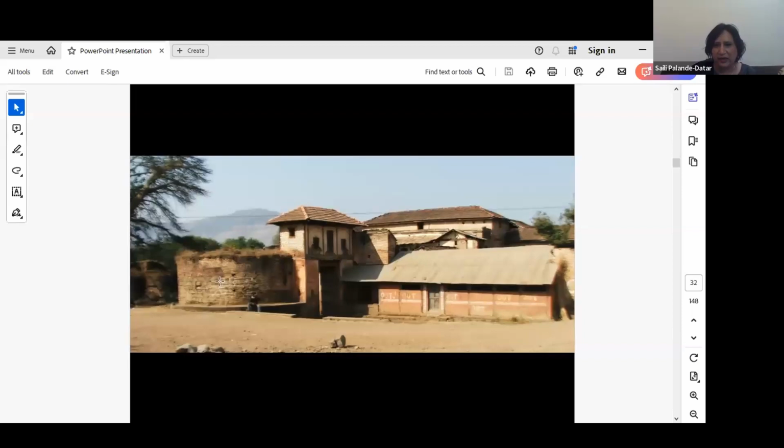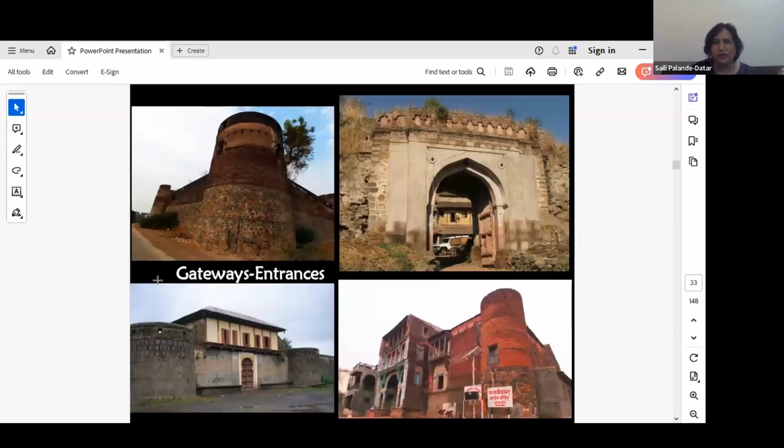This is a typical vada. This is one from Menavli, and here you see that the entry of the vada is generally marked by a gateway with a drum house on the top, where there is a chaughada, or the drums that are played to mark the different hours of the day. Sometimes it is also protected by small walls and bastions, as you see here. These are examples of a few gateways.